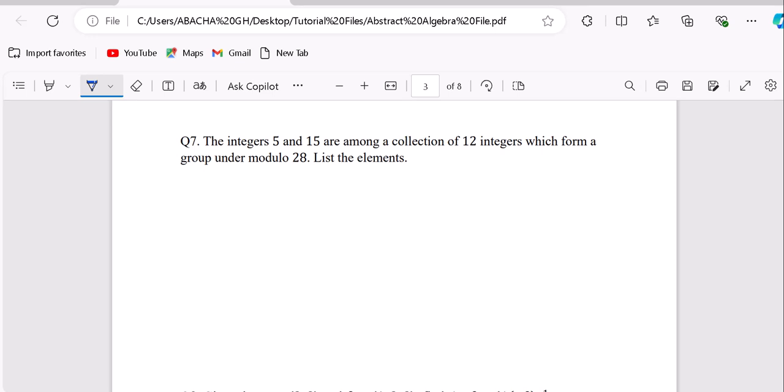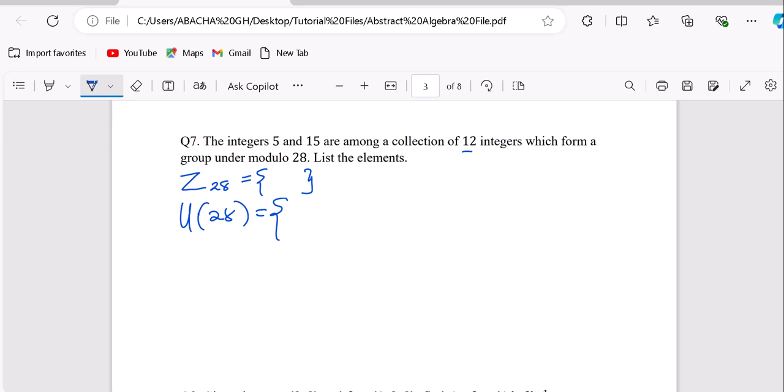Well, if we assume Z28, we are to list the elements of Z28. Z28 has 28 elements, which is not true for the 12 integers they are talking about. So Z28 will not be the group. Let's say we have a group under multiplication, let's say U28.